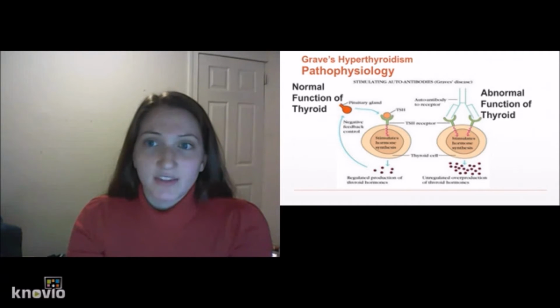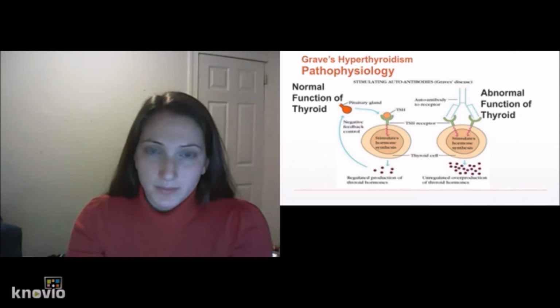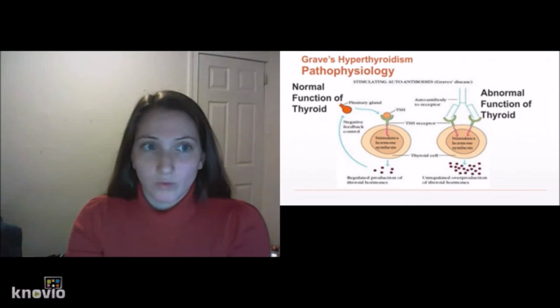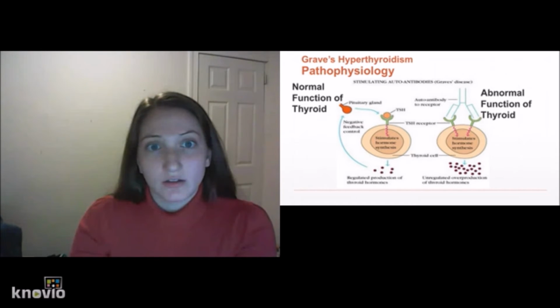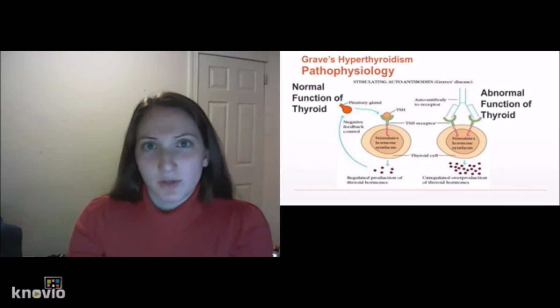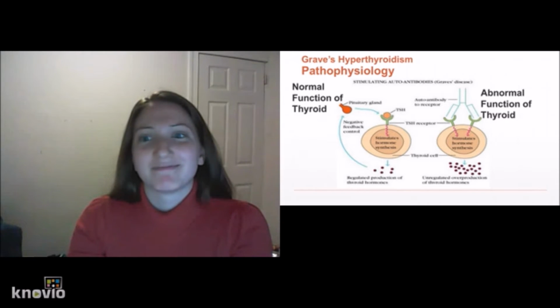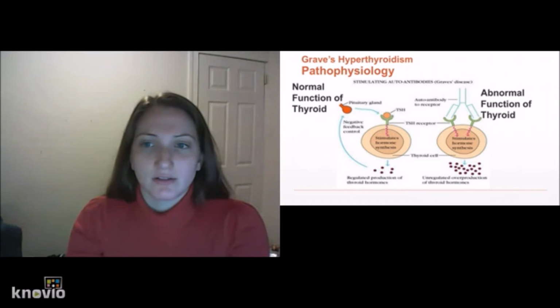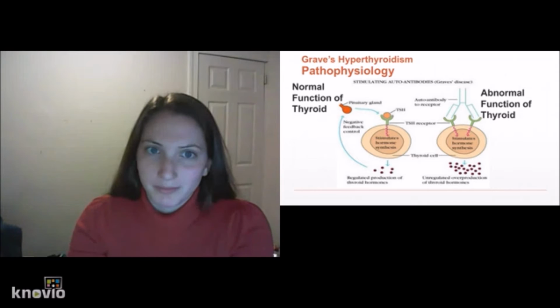TSI. This attaches to the thyroid cells, and it occupies the receptor site where TSH usually is accepted by the thyroid gland, and it doesn't move, and it continuously makes thyroid hormone. TSI mimics TSH and stimulates the thyroid to make too much thyroid hormone.